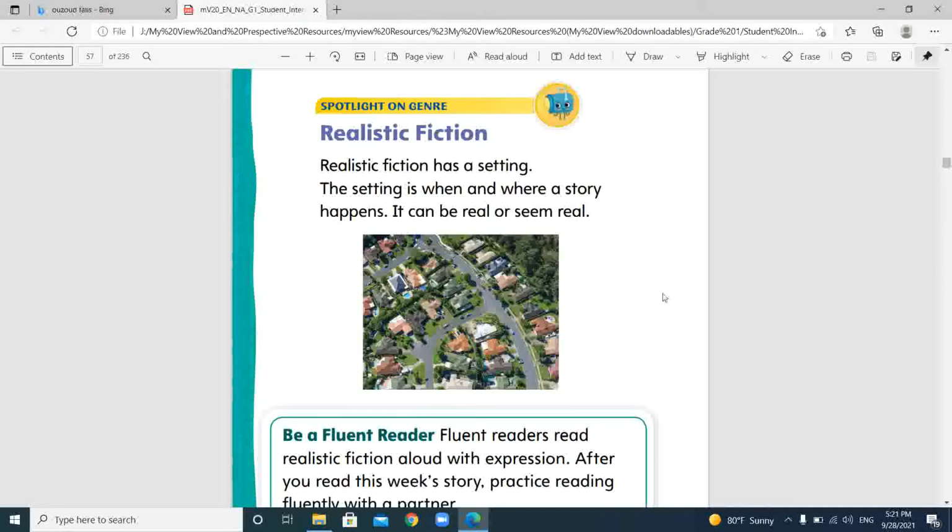Okay? Like for example, this is a picture of a neighborhood and the story that we read today about Henry. He also lived in a neighborhood, and while he was riding his bike, he saw many things. Okay, which is almost the same as what we see in our life. So again, a realistic fiction is a story that is not real. It has characters and it has a setting. Okay? So we know now what is the meaning of characters and setting.